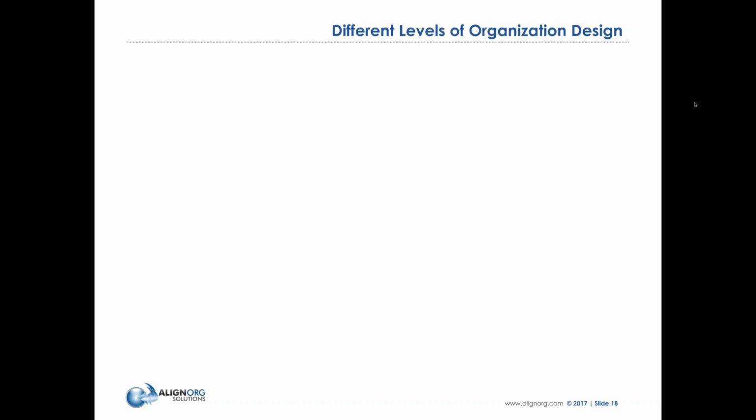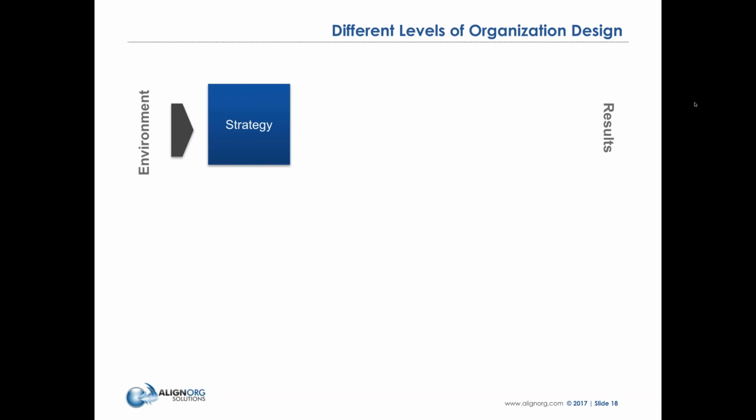So let me walk you through the framework we use and highlight some of the different levels of design. In a perfect world, we look at our results as an organization and we understand how we're performing today. On the flip side, we go to the market and we look at the environment and ask ourselves, what's going on in the market that matters, what's shifting and changing. And then we begin as an organization to make strategic choices. And for me, this is the first level of design.